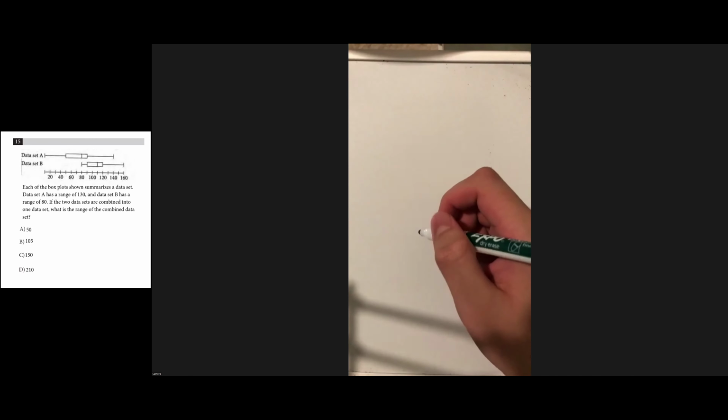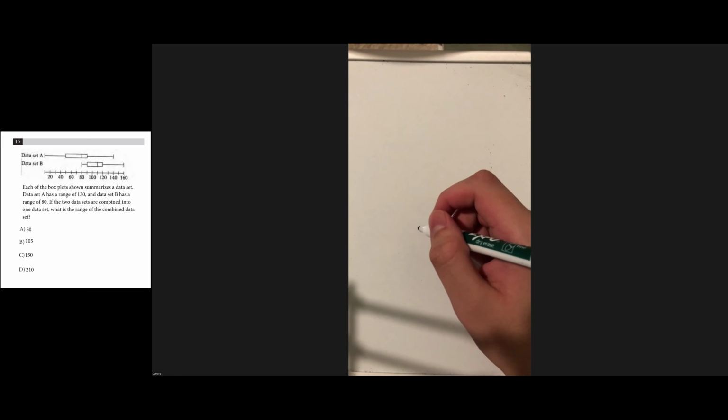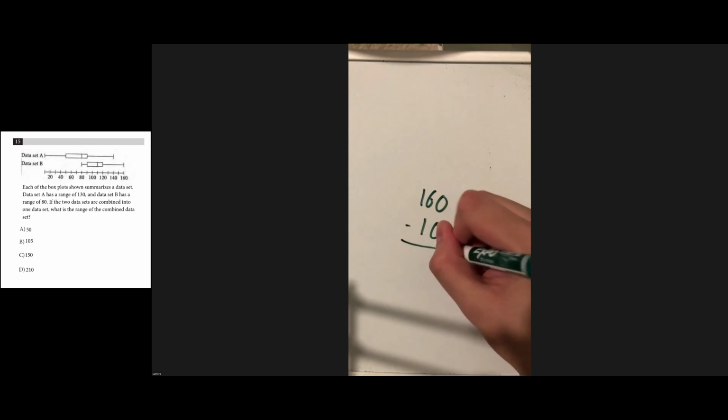Okay, so for question 15, it just says if the data sets were combined, what would the range be? And so range is just the maximum value minus the minimum value. And so if you combine them, then they're just combined. So the maximum value would be 160 and the minimum value would be 10. So 160 minus 10 gets you 150. So the correct answer is C.